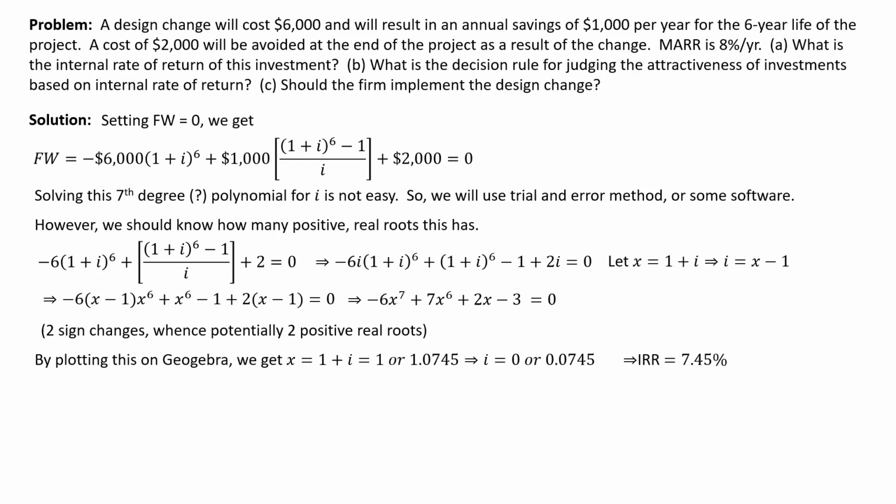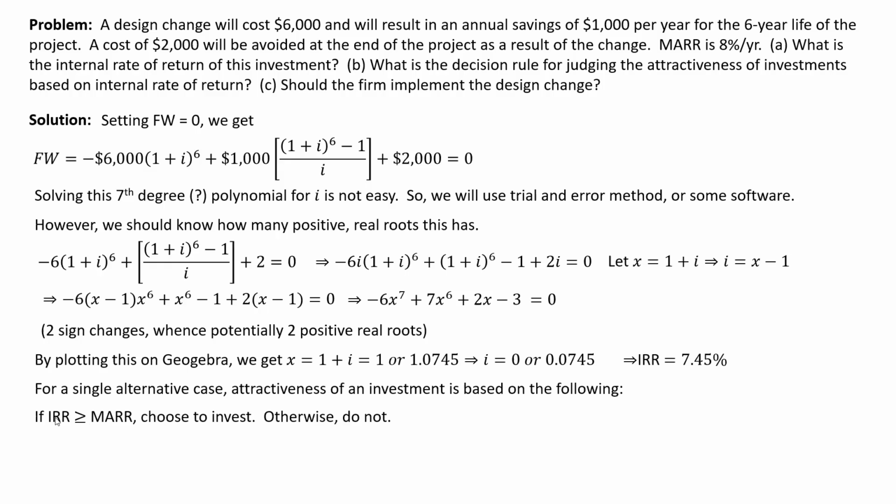Okay. Ladies and gentlemen, oh, by the way, what is the decision rule for the attractiveness, single alternative case? The attractiveness of an investment is based on the following. If the internal rate of return is bigger than the minimum attractive rate of return, choose to invest. Otherwise, don't. Right? So what happened? What is the internal rate of return we got? 7.45. What's the minimum attractive rate of return? 8. Oh no. This project gives us a rate of return which is less than our minimum attractive rate of return. No, we are not going to do the project. That's the whole idea.